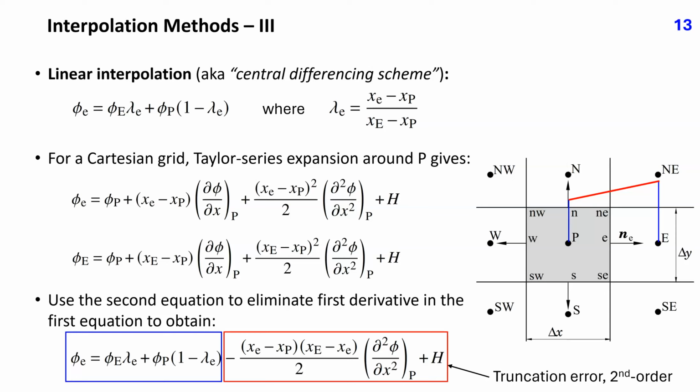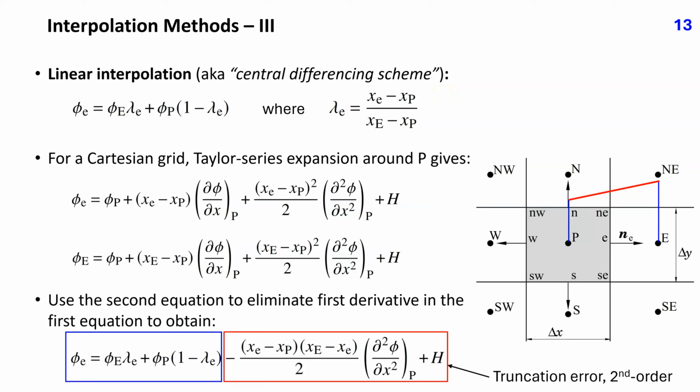This means assuming that the variable phi varies linearly from P to E, as indicated by the red line. Because linear interpolation in the integral equation used in a finite volume method is equivalent to a central difference applied to the first derivative in the differential equation used in finite difference method, this interpolation approximation is often called central differencing scheme, although no differentiation is here involved. This is the expression for linear interpolation to location E, with interpolation factor lambda E defined by this expression.